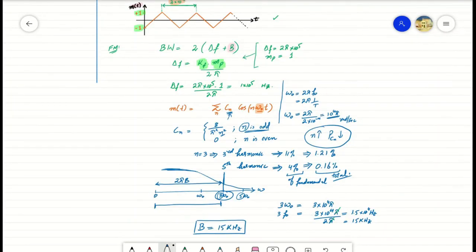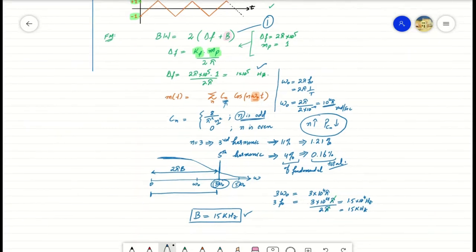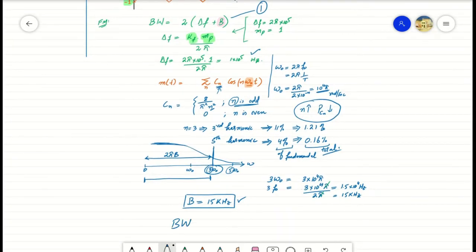So by using the bandwidth of the information signal which we have computed here, and the peak frequency deviation of the frequency modulated signal which we have computed here, in equation number 1, that was Carson's rule, we can obtain the bandwidth of the frequency modulated signal. That is, bandwidth is equal to twice the sum of the peak frequency deviation and the bandwidth of the information signal. By substituting the values, delta f equal to 1 into 10 raised to the power 5 hertz, plus the bandwidth of the information signal equal to 15 into 10 raised to the power 3 hertz, we can calculate the bandwidth of the frequency modulated signal as 230 kilohertz.